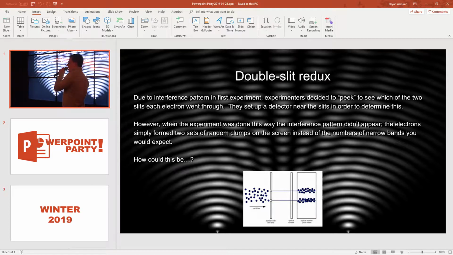They decided to try and peek and see which slit the electrons went through, like what each electron went through, the left slit or the right slit. So they set up a detector near the slits in order to determine this.